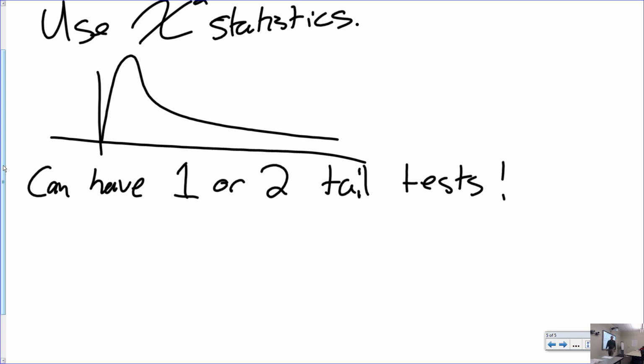Note that you can have one or two tail tests based on whatever type of test you're doing. So this is also going to be very similar to the T statistic. Remember when we used two tail versus one tail testing? Same sort of concept. If you are working on a greater than hypothesis test or a less than hypothesis test, it's one tail. If you're working with an equal to, not equal to, then it's two tails, right?